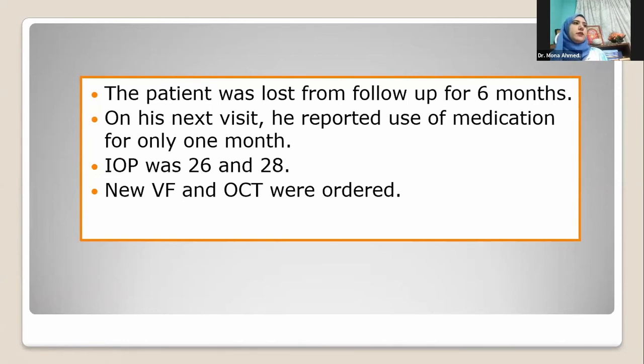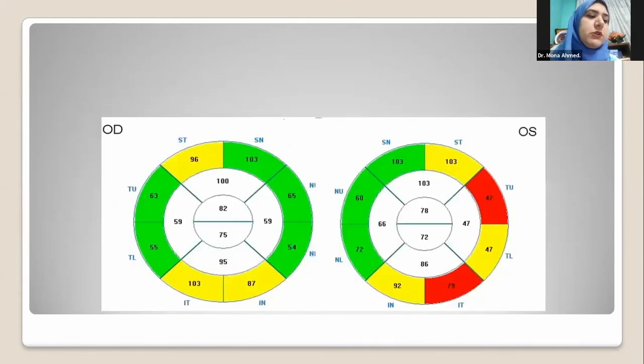And he reported that he only used the medication for 1 month and then discontinued its treatment. So I ordered new visual field and OCT to detect any progression of the disease. He only performed the OCT. He couldn't perform an accurate or reliable field. And this is the OCT. This is the new OCT compared to the previous one.